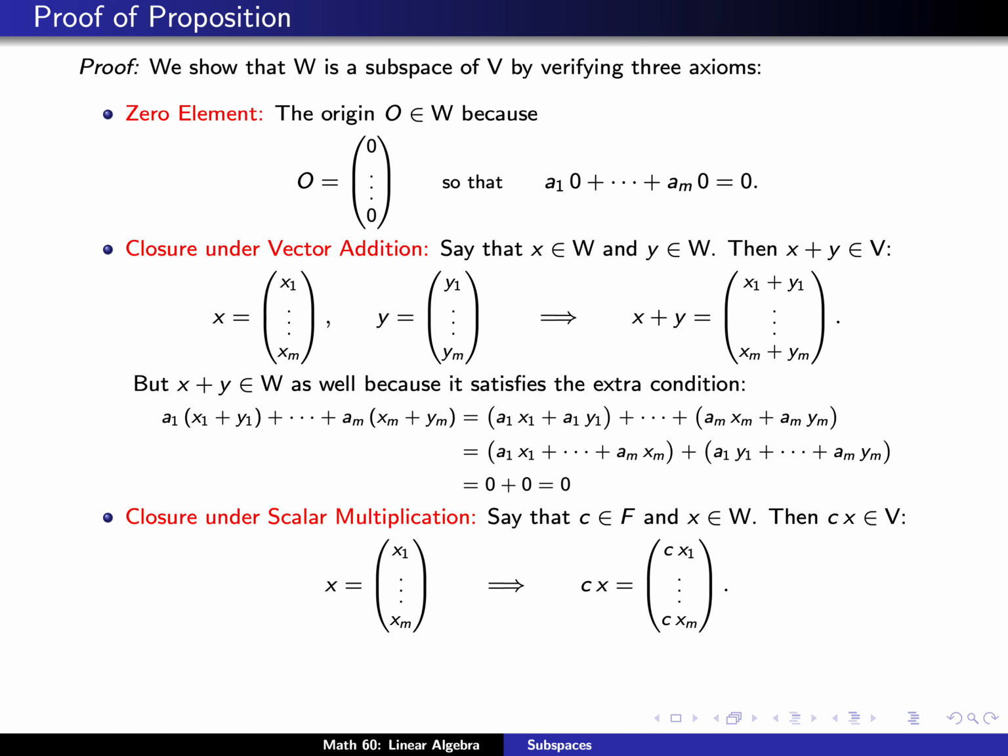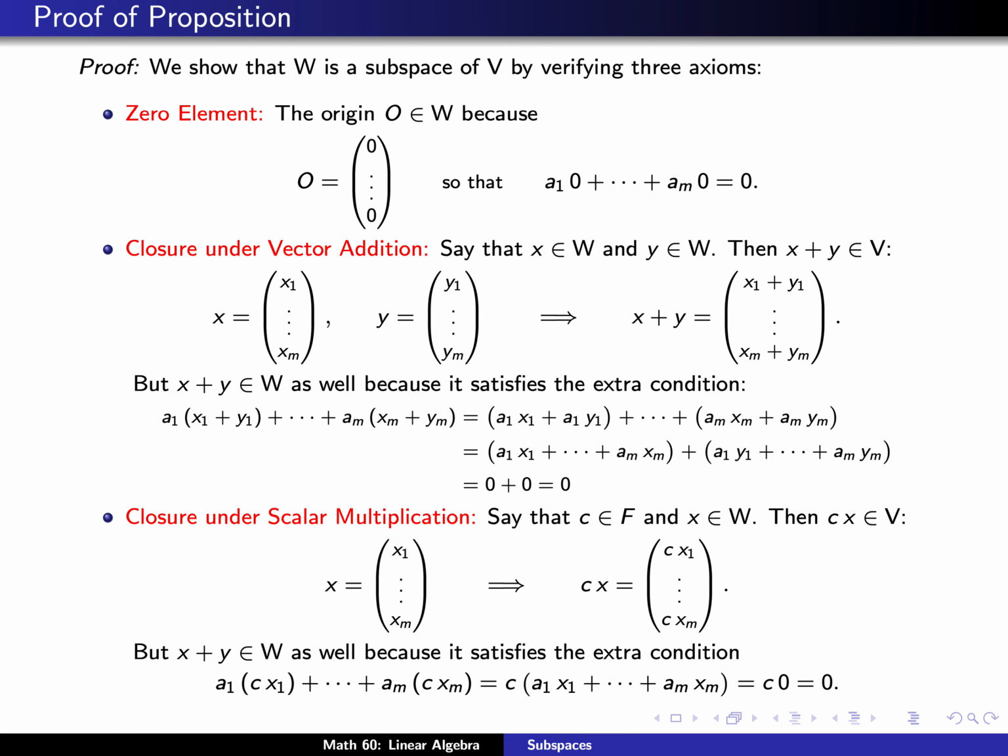Finally, we have to check that W is closed under scalar multiplication. Well, again, remember that the definition of scalar multiplication comes about by the components. So we just have to make sure that the scalar multiple c times x is also in W by just checking that it does satisfy the extra condition. And in this case, it's a matter of saying that a1 times the first component plus a2 times the second component, and so on and so forth, all adds up to 0, which you can do by just checking the equations here on the screen.